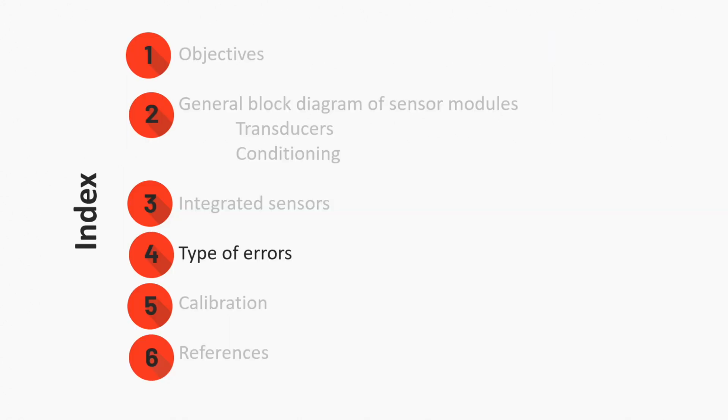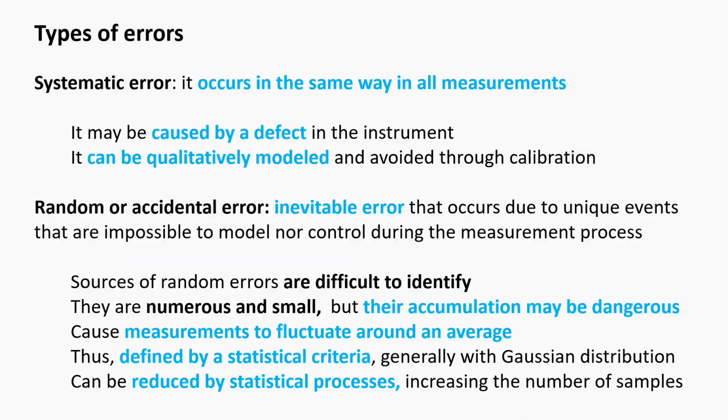It is important to note down some other questions regarding the type of errors in sensorial systems that we have pointed out in the transducer section. As we saw, we can find systematic errors and random or accidental ones. The first type refers to those that occur in the same way in all measurements. It is important to note that they can be caused by a defect of the instrument, but mainly it has to be highlighted that they can be quantitatively modeled and avoided through calibration.